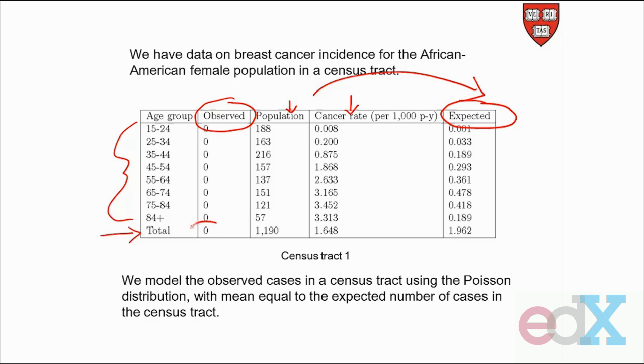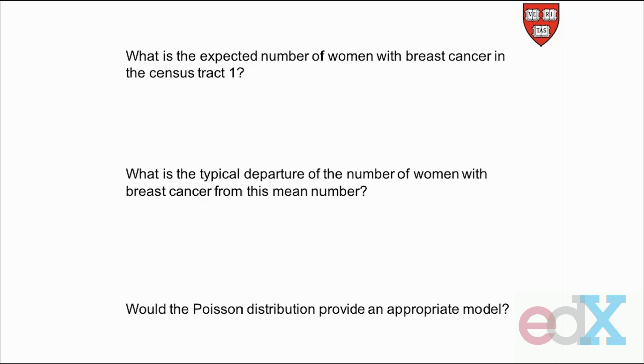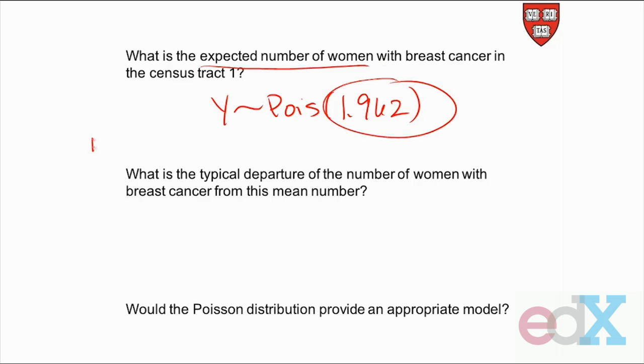So what we're going to do is take the observed number of breast cancer cases and model that using the Poisson distribution with mean equal to the expected number of cases. So essentially, y is modeled using the Poisson distribution with mean equal to 1.962. And then when I look at my population in this census tract, what we observe is y equals 0. So in census tract 1, using the model, y is Poisson distributed with mean 1.962. What is the expected number of women with breast cancer in the census tract? We know that based on the Poisson distribution, the expected number is just equal to the mean. So the expected value of y is equal to 1.962.